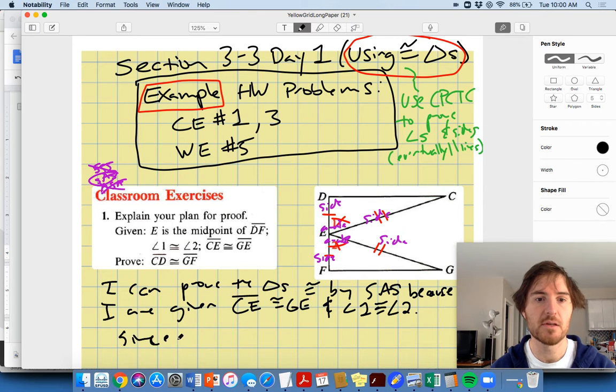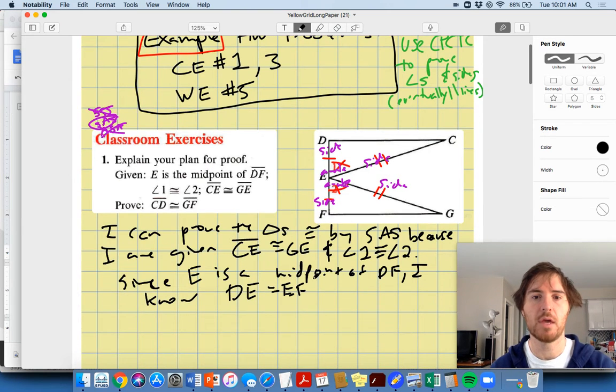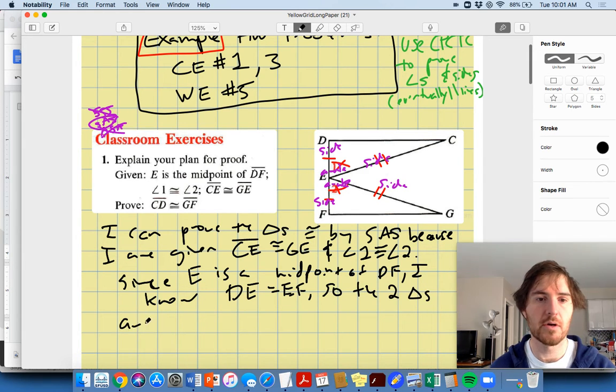Since E is a midpoint of DF, I know DE equals EF. Okay. So the two triangles are congruent by SAS.